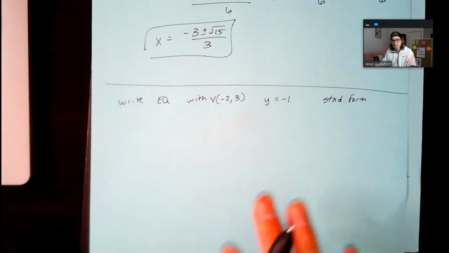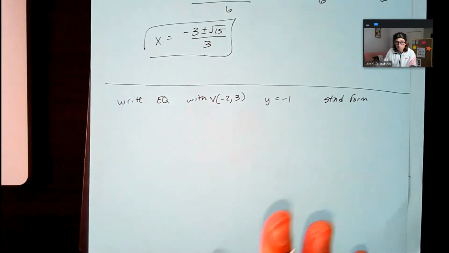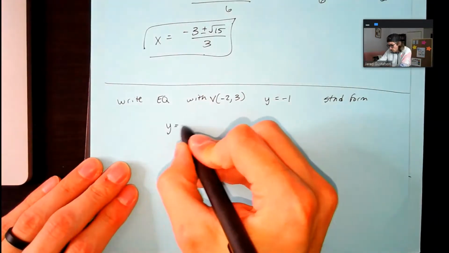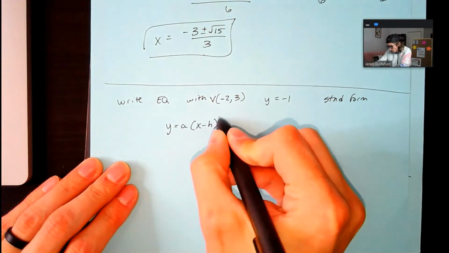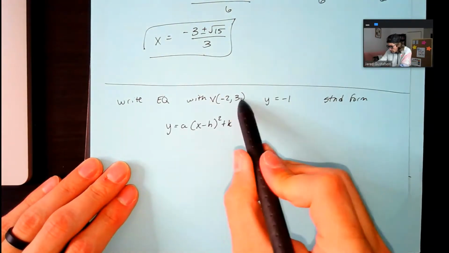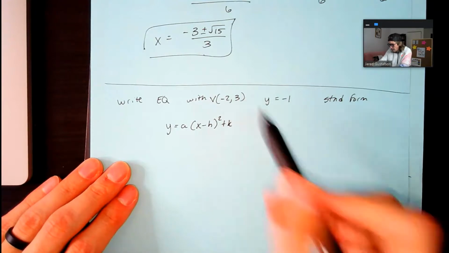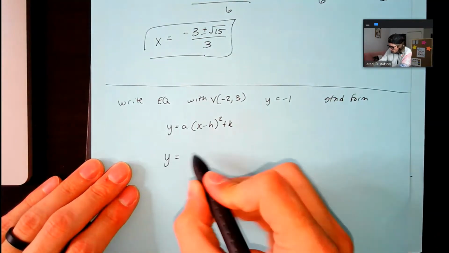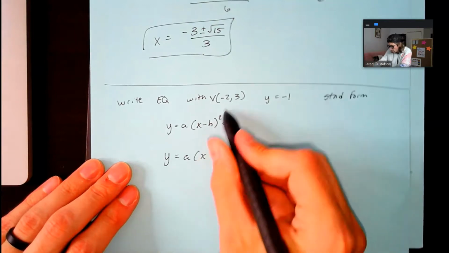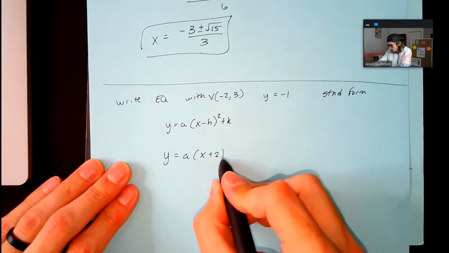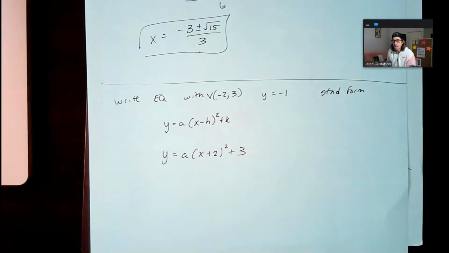If you're given a vertex, please start with vertex form. So y equals a times x minus h squared plus k. Let's plug in our vertex numbers for h and k. So we're going to start with y equals a times x, instead of minus -2, let's write plus. So we got x plus 2 squared plus 3, but we still have this a.